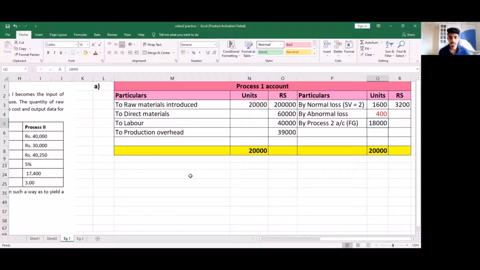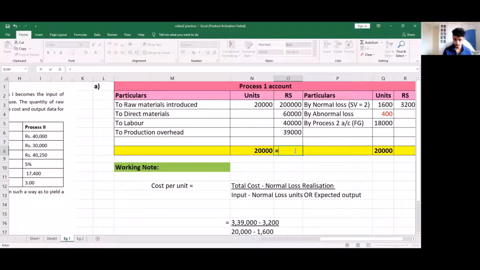Now what do I mean by this formula? Let's take a look at the values. Our total cost is nothing but all these expenses on the debit side. Our expenses come up to 3,39,000. So this is my total cost minus normal loss realization. Normal loss realization is nothing but 3,200, which is on the credit side. Input is 20,000, which we have on the debit side, and our normal loss units is 1,600.